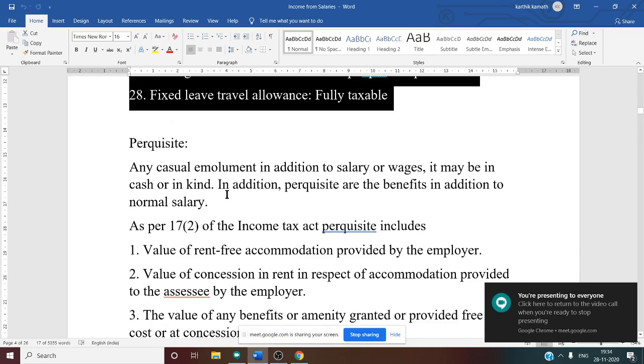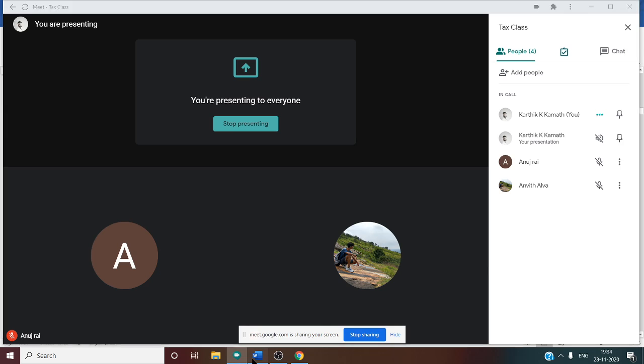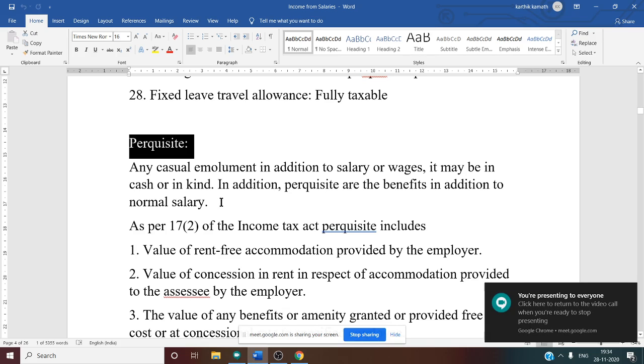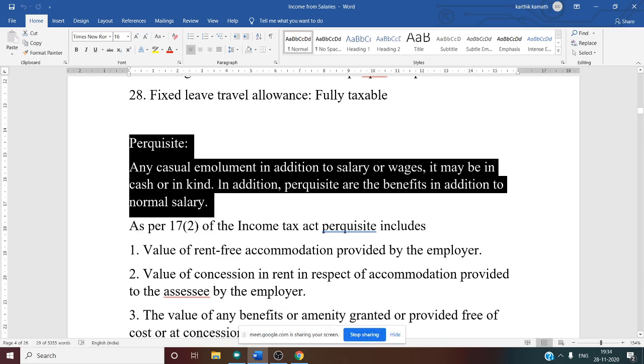The next thing that comes is perquisite. What do you mean by perquisite? It is one kind of non-monetary benefit given to the employee by the employer. Any casual emolument in addition to salary or wages, it may be in cash or in kind. Usually it will be in kind, not in cash. So perquisites are benefits in addition to the normal salary.